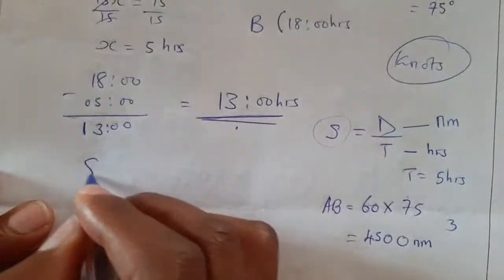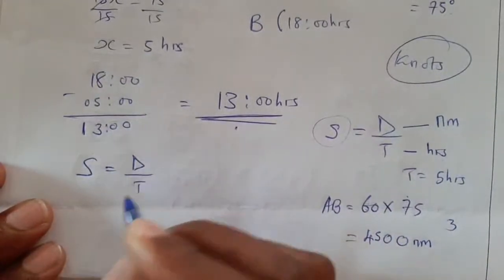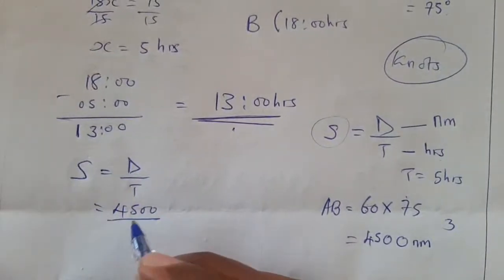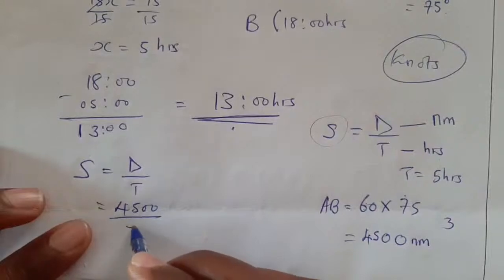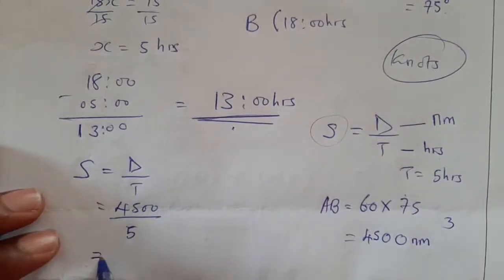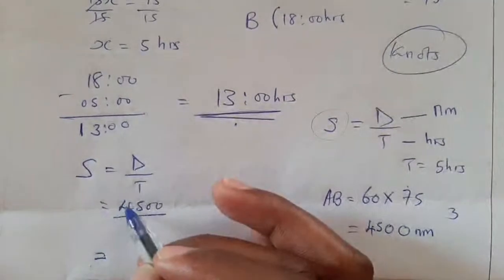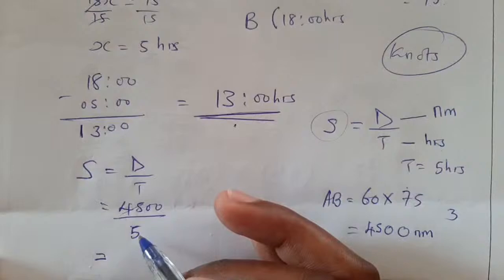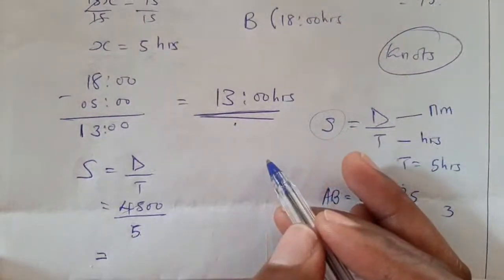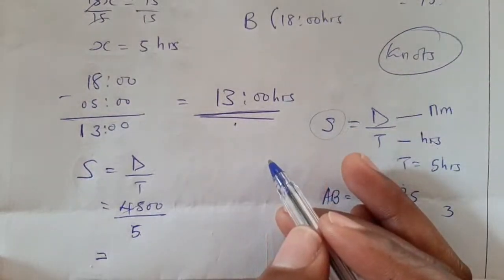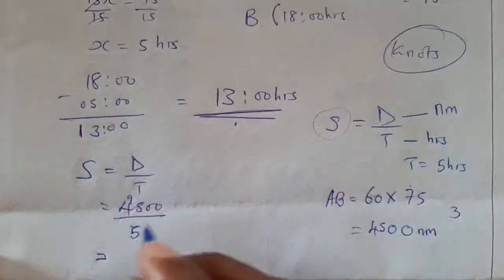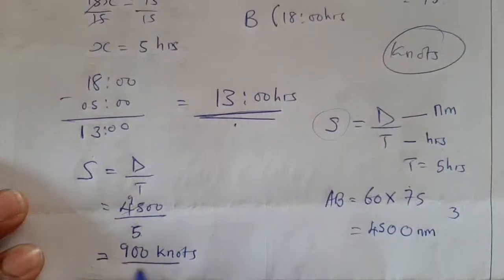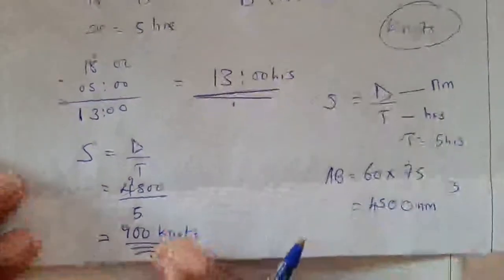Now we can calculate the speed. Speed is equal to distance over time. The distance is 4,500 over the time, which is 5 hours. Let us reduce. 5 into 45, how many times? That's 9. So here we have 900 knots. This is your answer here.